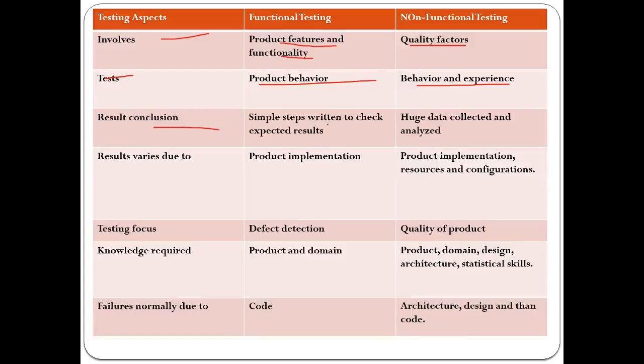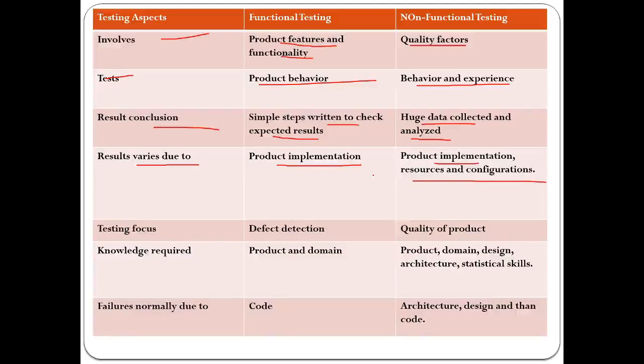Result conclusion: simple steps to check expected results, and huge data collected and analyzed. To analyze the result, the huge data must be collected and analyzed properly, like how was the previous response and how is the current response, how was the previous performance, how is the current performance. So this huge data has to be collected in non-functional testing, because you are increasing the quality of the product.